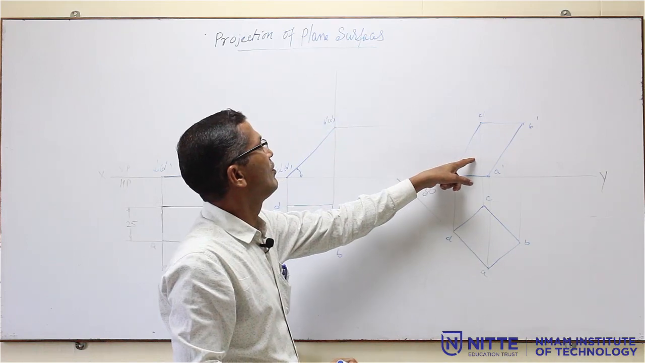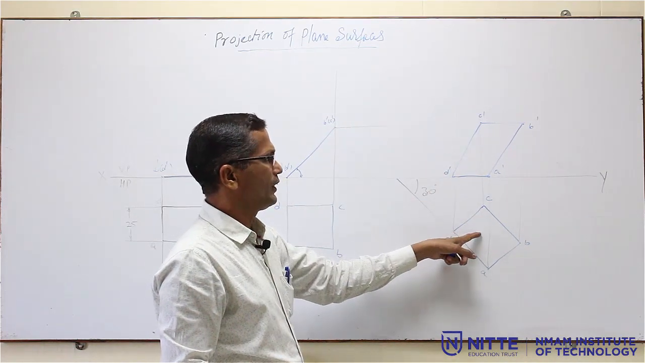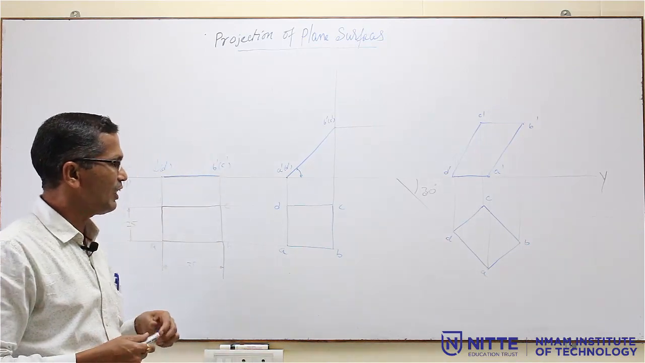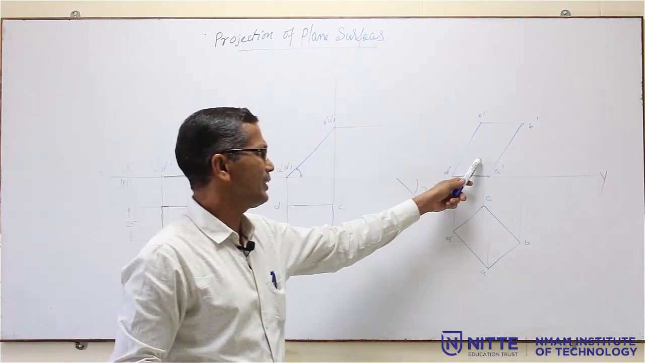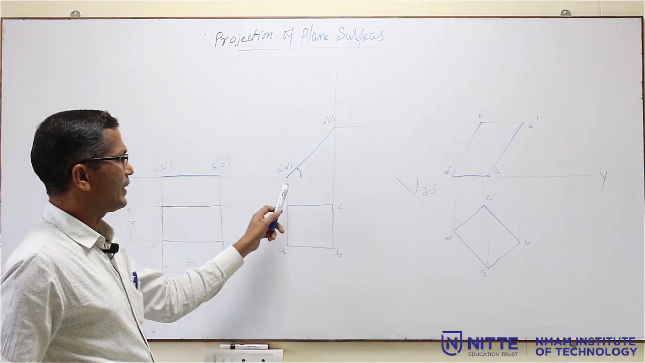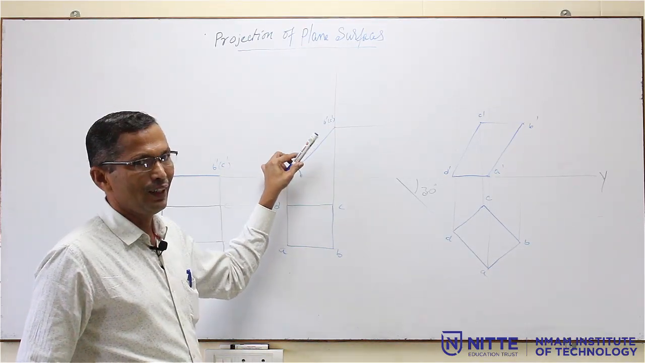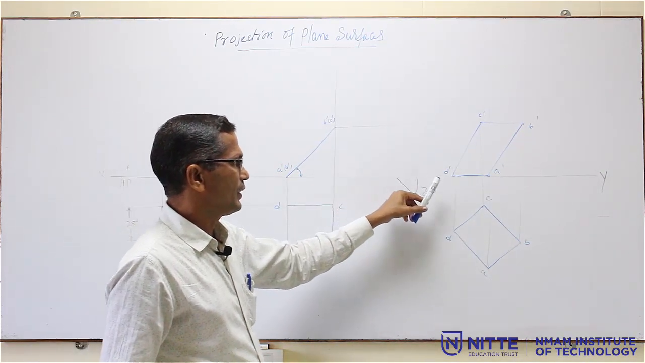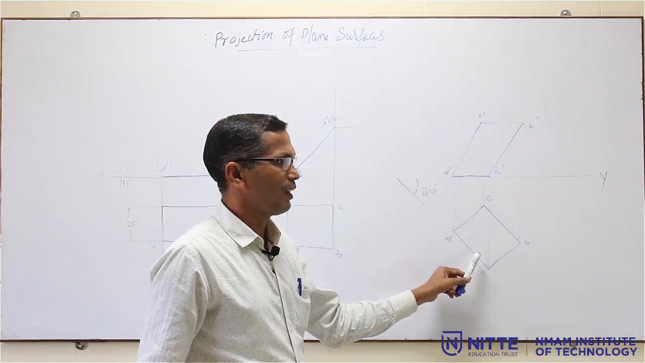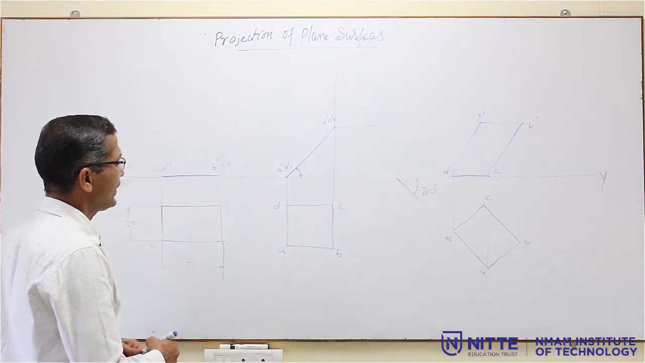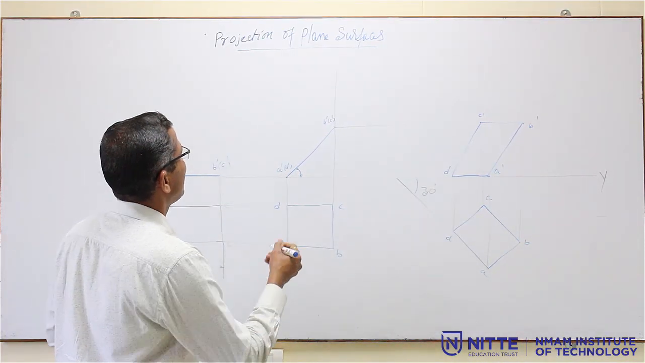So, this is the final front view and this is the top view. When both the conditions are satisfied, it looks like this. This is the final view. So, this is the first step, this is the second step, when only the inclination is given, it looks like a square, and this is the third step, when one of the edges is inclined at 30 degrees to VP, it looks like this. After this, you have to give the answer here.